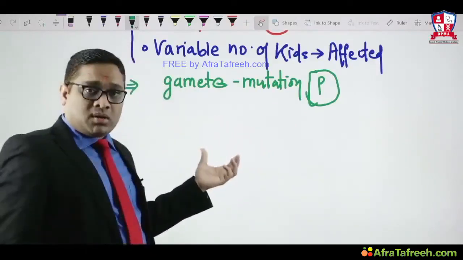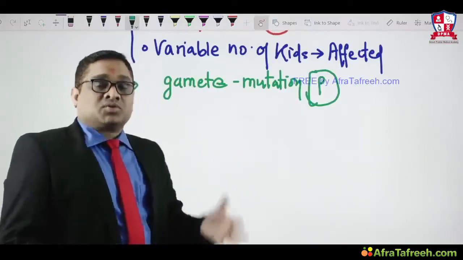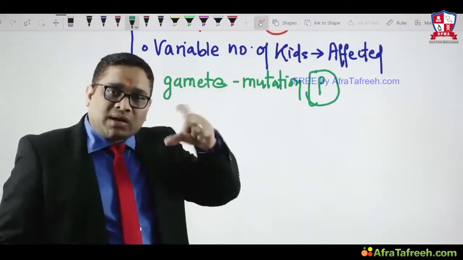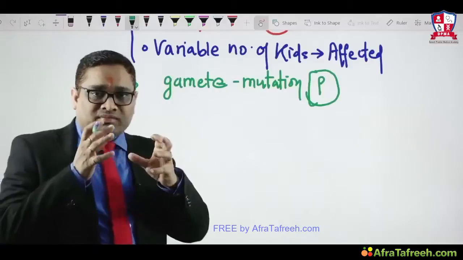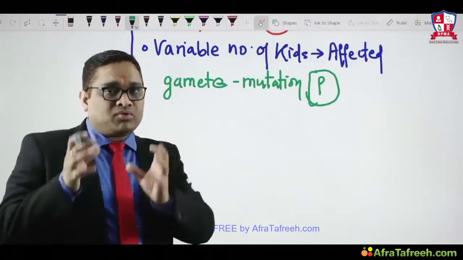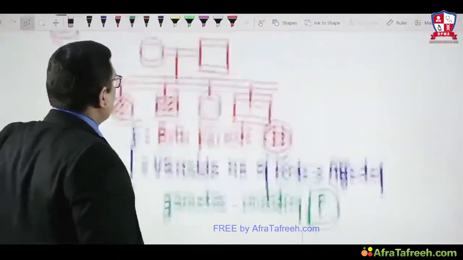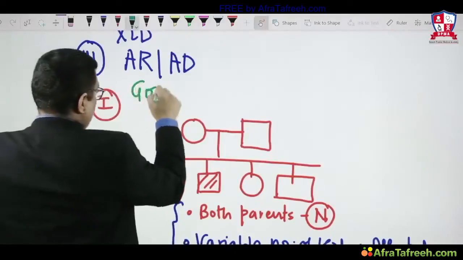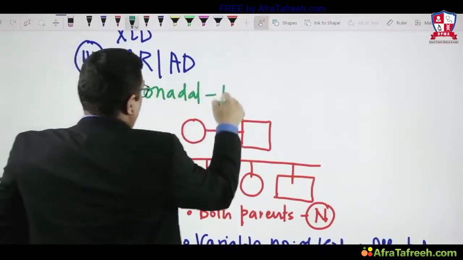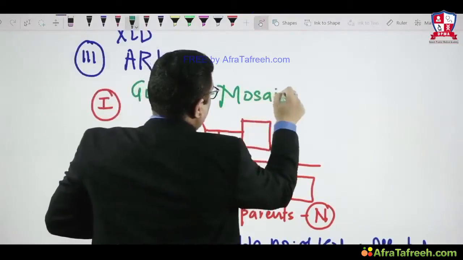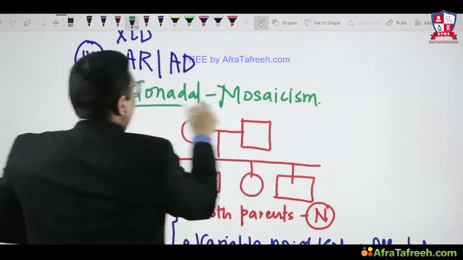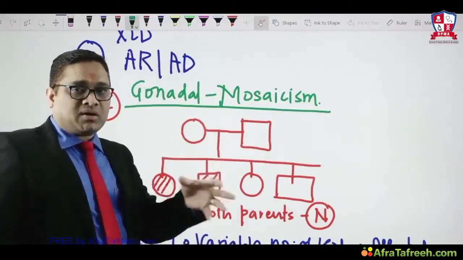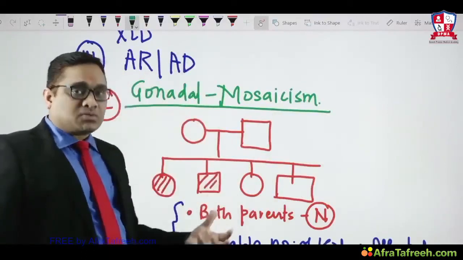But now we are talking about unclassic inheritance. So this unclassic inheritance is because of gamete mutation, and that is why it is called gonadal mosaicism, because the gametes will have a mixture of both normal and mutant genes. So right now we are dealing with the topic of gonadal mosaicism, right? By seeing this, both parents are normal but their gametes are mutant, so this is a kind of reduced penetrance which is a property of autosomal dominant disorder.